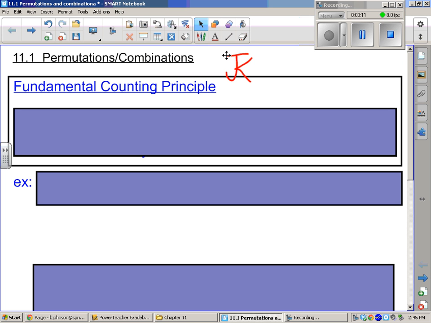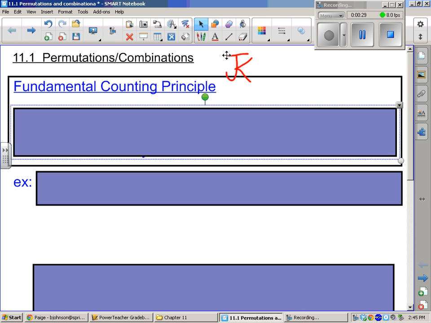All right, we are starting chapter 11. And of course, we're gonna start with section 1, permutations and combinations. Those are some fun words to say. It has to do with probability, so this whole chapter is very probable.